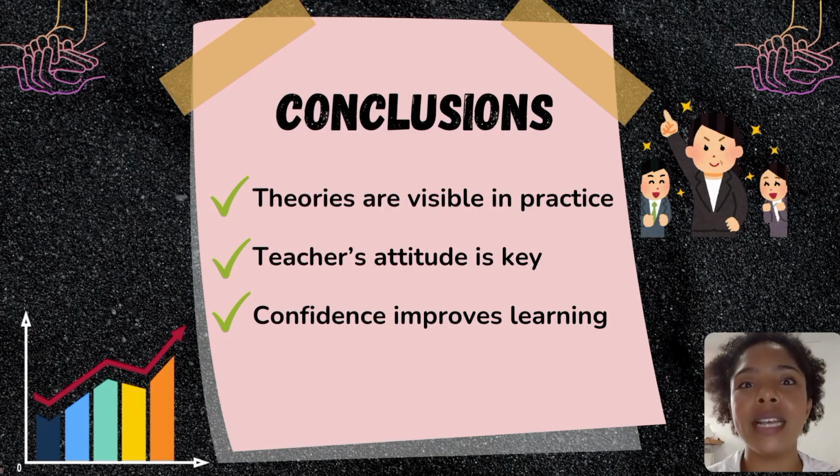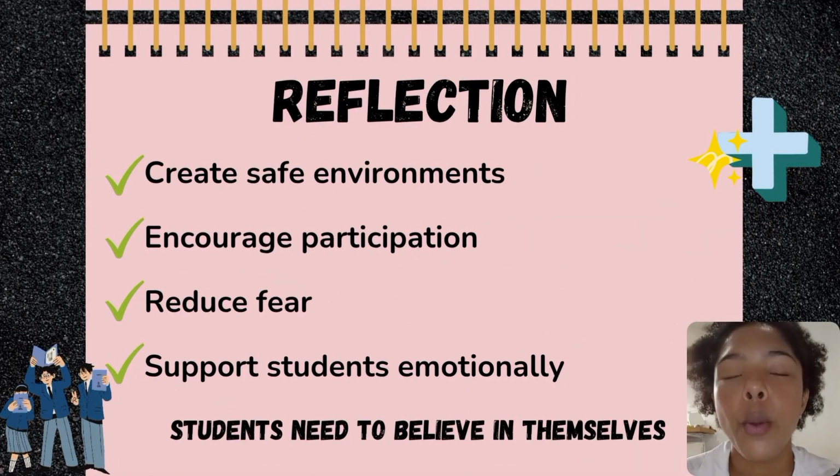Conclusions. From this activity, we learned that theory is not only ideas. We can see the theories in class. We also learned that the teacher's attitude is very important because the teacher helps the students feel more comfortable. When the students feel good, they have the opportunity to learn better in the virtual sessions because, like I said before, the teacher helped them feel more confident. As a reflection, we learned that it's important to create a safe environment for students.